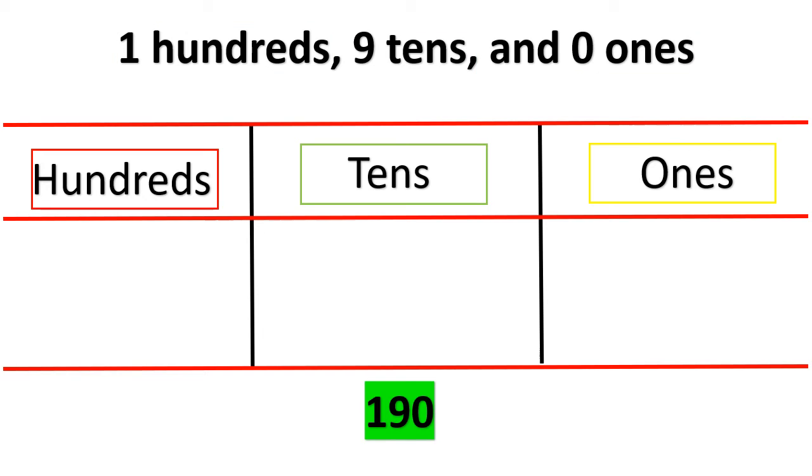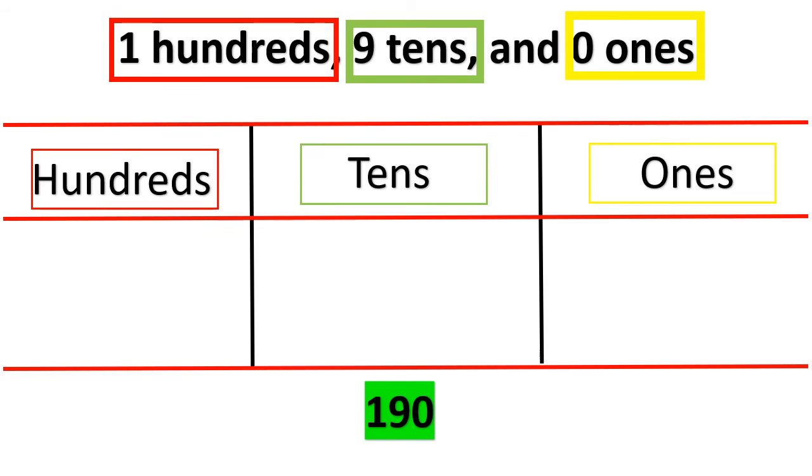Try this one on your own. Write the number in your place value mat. Great job. There are 0 ones, 9 tens, and 1 hundreds. This is what it looks like when you write it in your place value mat. Amazing.